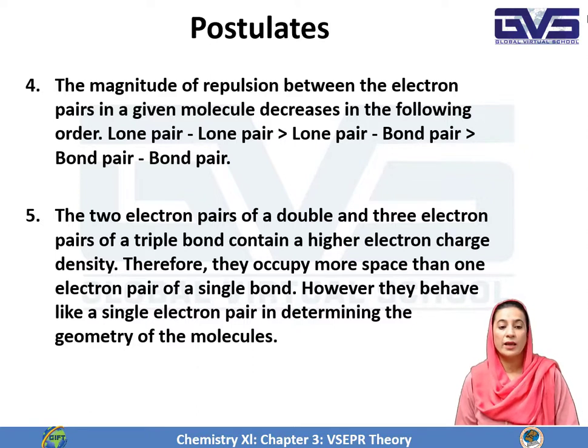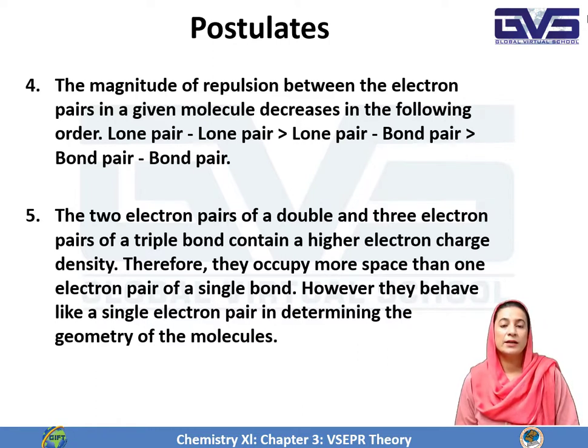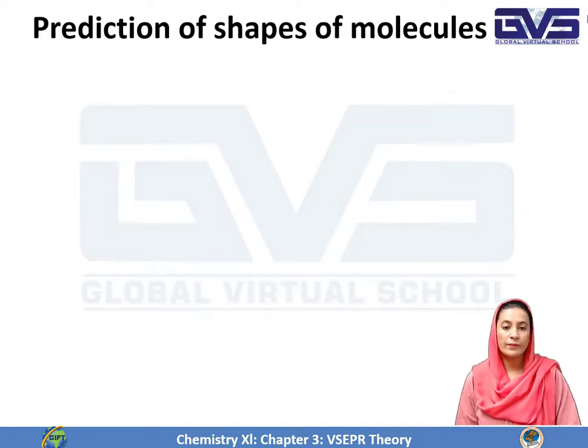However, they behave like a single electron pair in determining the geometry of the molecule. When we decide the geometry of the molecule, we consider a triple bond and a double bond as a single bond, because they just have a bond between two atoms. They differ only in electron density, otherwise they are between the two atoms. So we consider them a single bond while we determine the geometry of molecules.